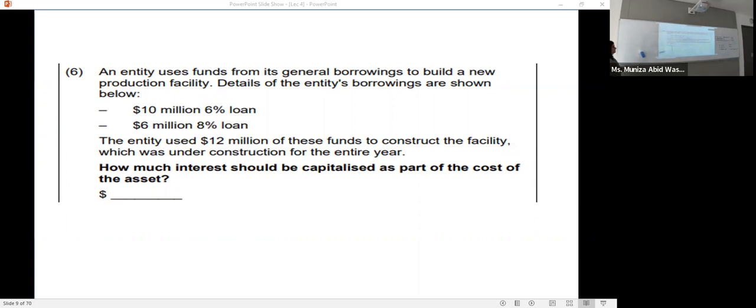How much rate of interest is there, students? How are we going to calculate it? We are going to take the average. $10 million multiplied by 6%, plus the other loan of $6 million at the rate of interest of 8%, divided by the total amount of loan, $16 million. How much rate of interest is there? 0.6 something it was. Calculate and let me know.